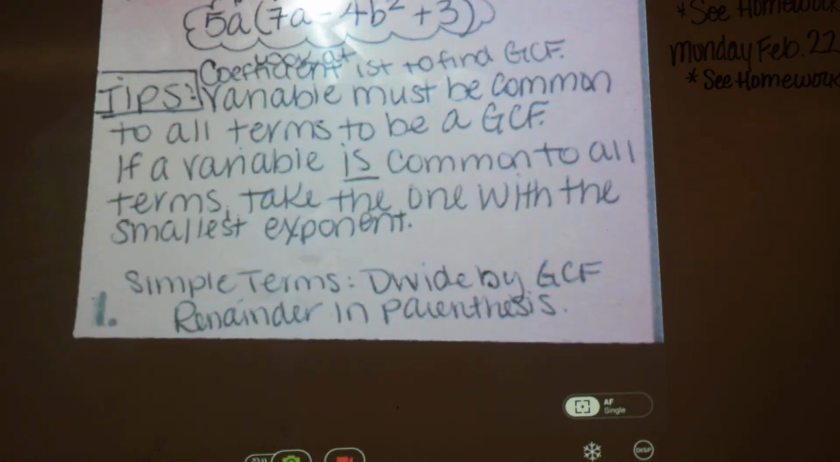And then, real quick, a few tips that I want you to have. So, first, we are going to look at the coefficient and find what the greatest common factor is for those 2 numbers, or 3 numbers, what they all share in common. Then we're going to look at the variable. The variable must be common to all terms to be a greatest common factor. If a variable is common to all terms, we're going to take the one with the smallest exponent. And then in simple terms, we're going to divide by our greatest common factor, and the remainder is put in parentheses. So this is what you should have on your brochure when you come to class the following period.